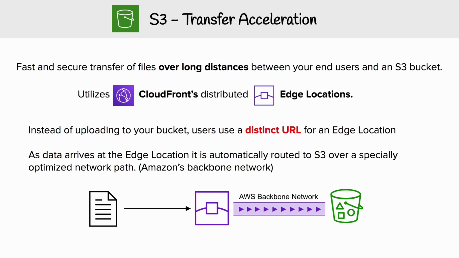So let's look at Transfer Acceleration for S3, and what it does is it provides you with fast and secure transfer of files over long distances between your end users and an S3 bucket. The idea is that you are uploading files and you want to get them to S3 as soon as possible. Instead of uploading to S3, you send it to a distinct URL for an edge location nearby. An edge location is just a data center that is as close to you as possible. Once it's uploaded there, it's going to accelerate the upload to your S3 bucket using the AWS backbone network, which is an optimized network path. And that's all there is to it.